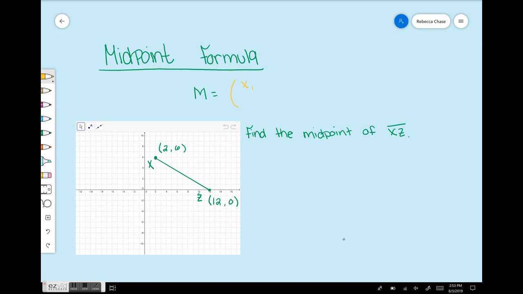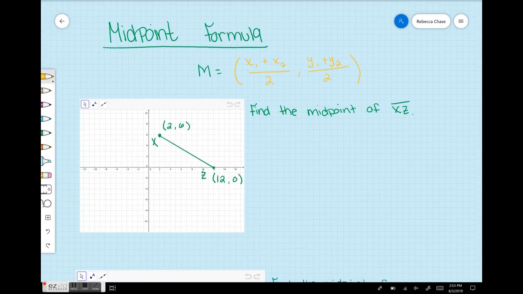Now our formula for midpoint is going to be x sub 1 plus x sub 2 over 2, comma, y sub 1 plus y sub 2 over 2. The biggest thing here is to make sure you're adding your x's and dividing by 2, and adding your y's and dividing by 2. It doesn't matter which x comes first or which y comes first as long as the x's are together and the y's are together. All those mean are the x coordinate of your first point and the x coordinate of your second point, y coordinate of your first point, y coordinate of your second point.